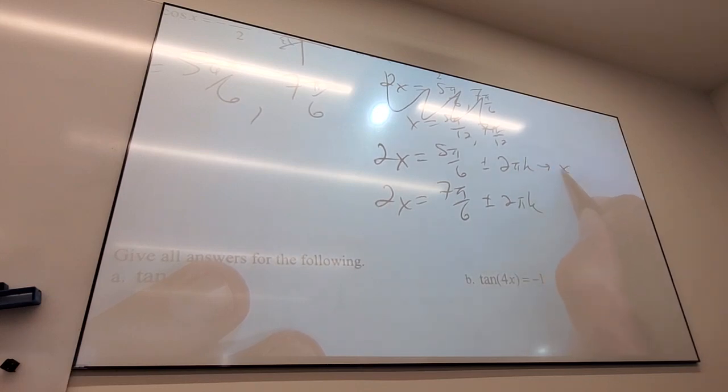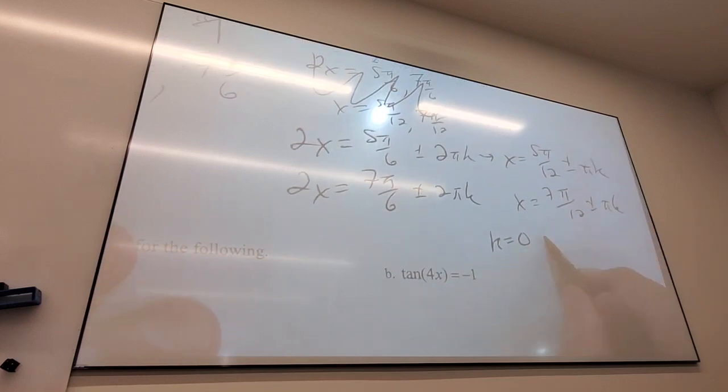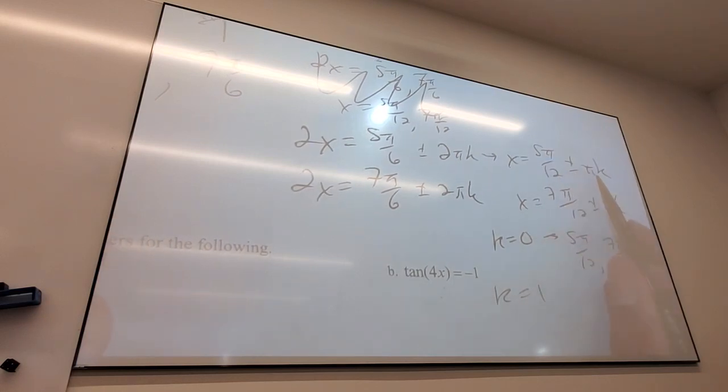So this would be x equals 5 pi over 12, give or take pi k. And this would be x equals 7 pi over 12, give or take pi k. So if I make k 0, I get 5 pi over 12 and 7 pi over 12, yes? What if I make k 1? What's 5 pi over 12 plus pi? It'd be 12 pi over 12, so 17 pi over 12.